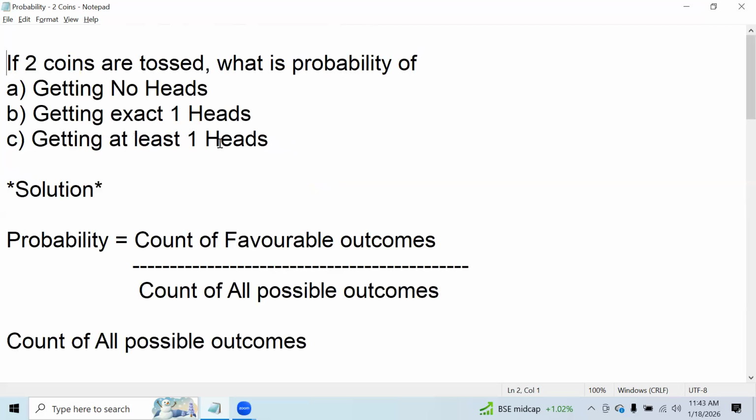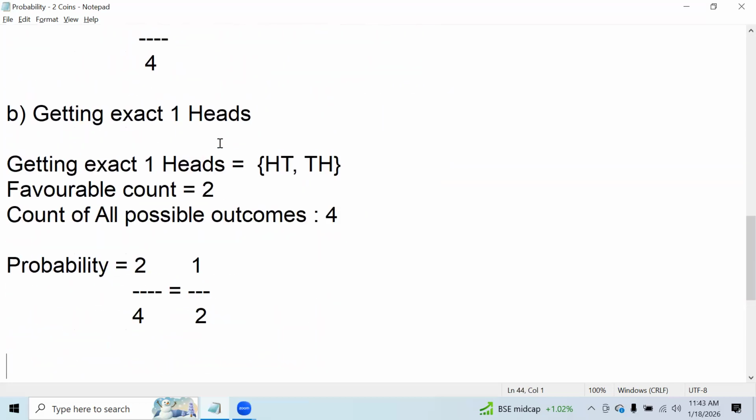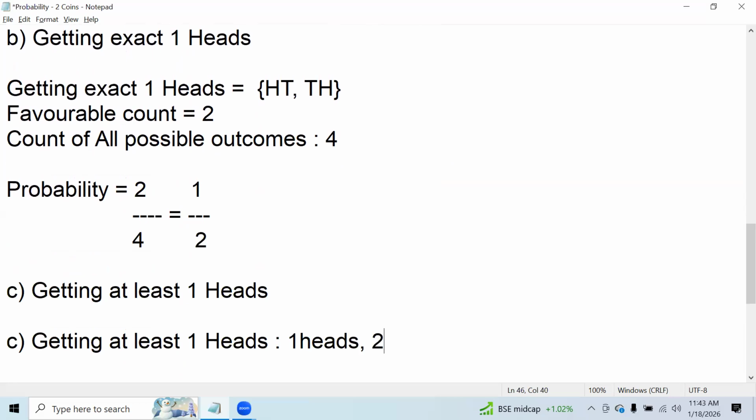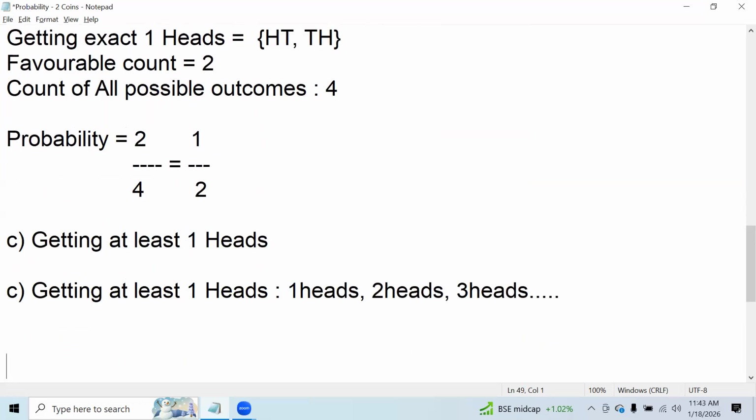So let's try to solve the third problem: getting at least one head. When we say at least one head, that is nothing but you can get one head, two heads, three heads, anything is fine. Anything more than this is favorable for us.